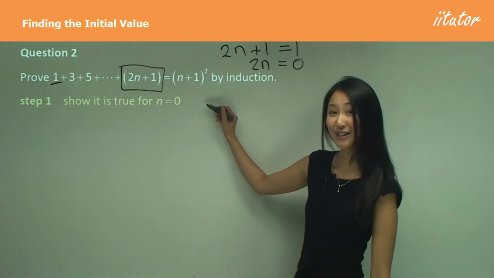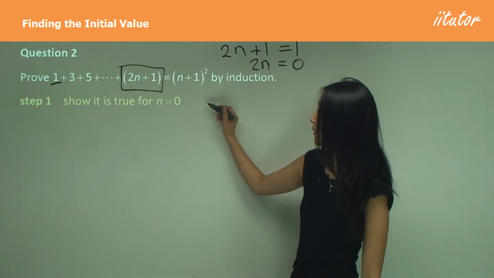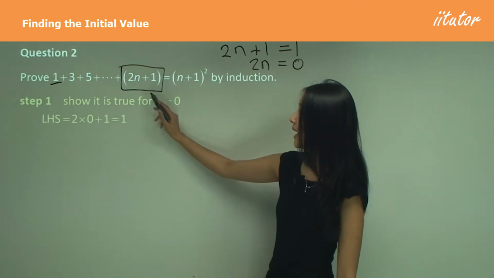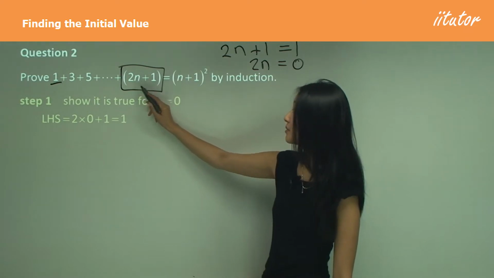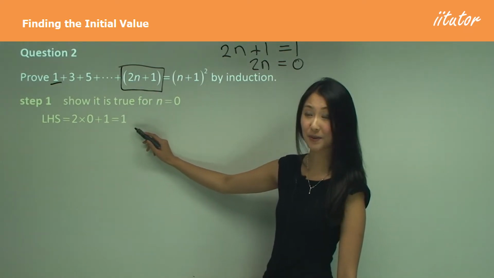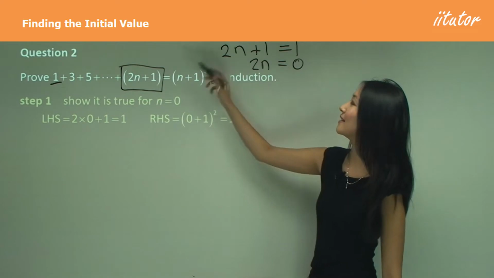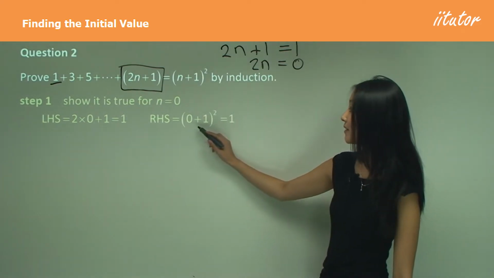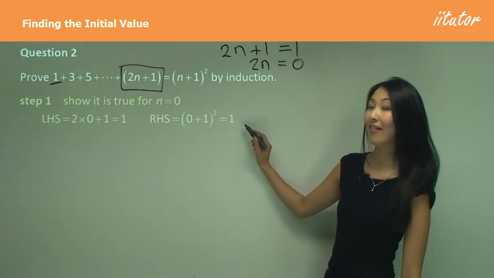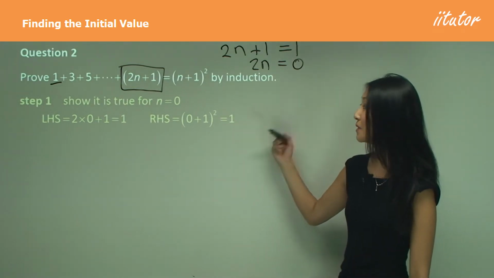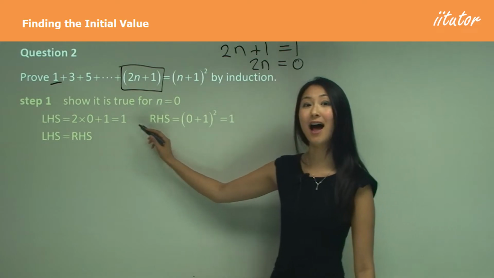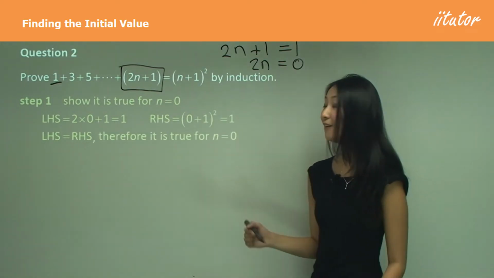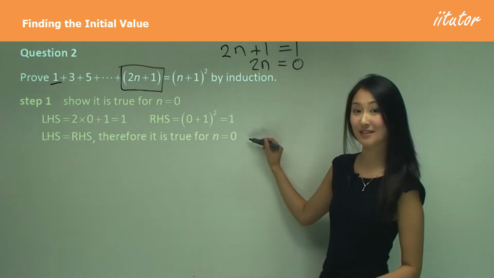Okay, so how do we show it's true for n equals 0? Well, we would consider the left-hand side first. So we have, using this general formula, 2 times 0 plus 1, which equals 1. And then we consider the right-hand side. So using this equation, we have 0 plus 1 squared, and that equals 1 as well. So we can say that the left-hand side does in fact equal the right-hand side. So therefore, it is true for n equals 0.